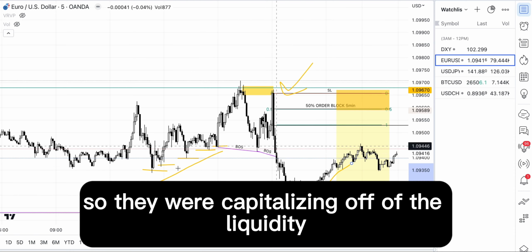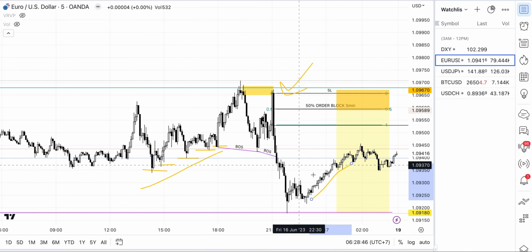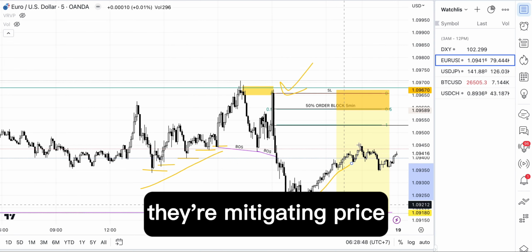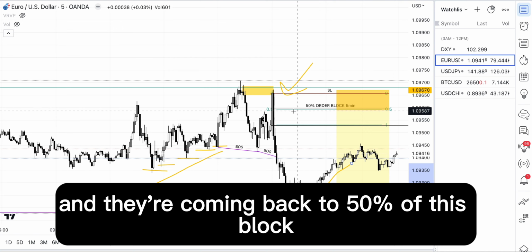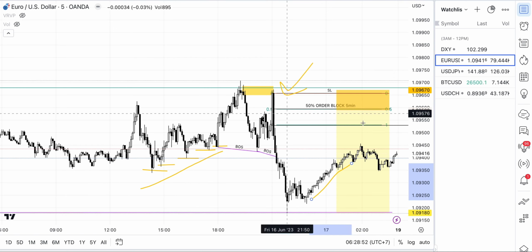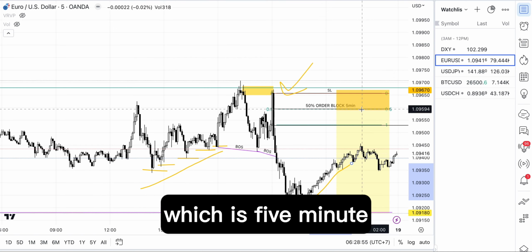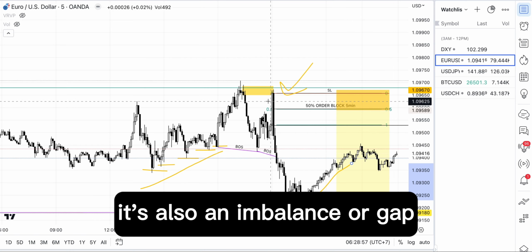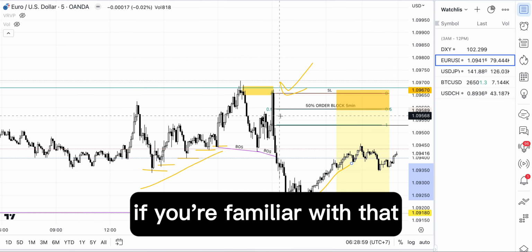So they were capitalizing off of the liquidity that was over here. And now that they have gotten their liquidity, they're mitigating price, and they're coming back to 50% of this block, which is the order block. And then they're going to tap into this zone, which is 5-minute. I have it on the 5-minute. It's also an imbalance or a gap, if you're familiar with that.